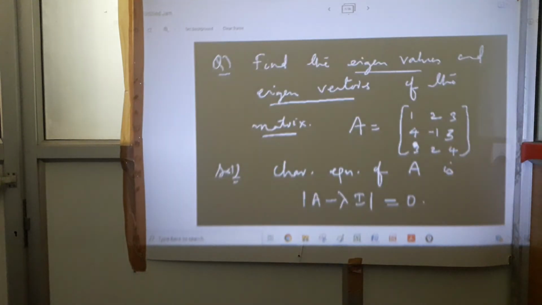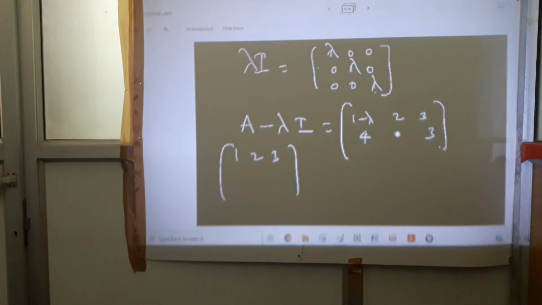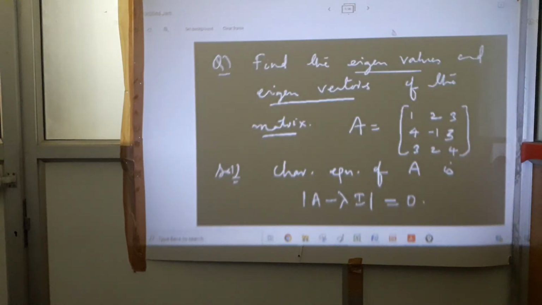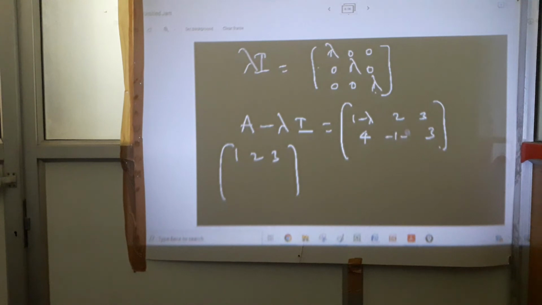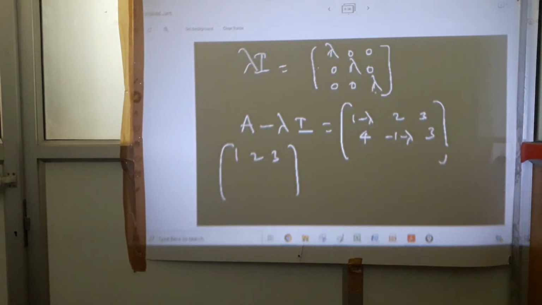So with these values, 4 minus 1, 3, it will be 4, 3 here, and this minus 1 will become minus 1 minus lambda. Only minus lambda will be appearing in the diagonal positions. Remaining positions will be as they are, no change. And that 3, 2, 4 will become 3, 2, 4 minus lambda.